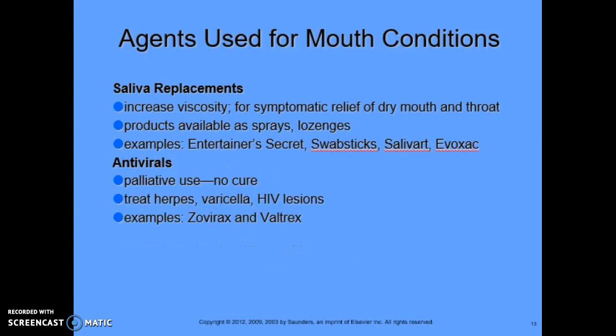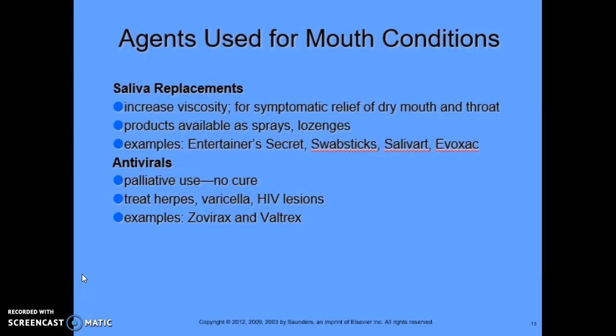Saliva replacements. These increase viscosity for symptomatic relief of dry mouth and throat. These products are available as sprays or lozenges. So do you know why water would not be a good saliva replacement? It's because it lacks ions and lubricants, and in our saliva, we have those that help our mouth to stay moist. Artificial saliva products are cellulose derivatives with flavoring agents and antibacterials added to increase the viscosity.